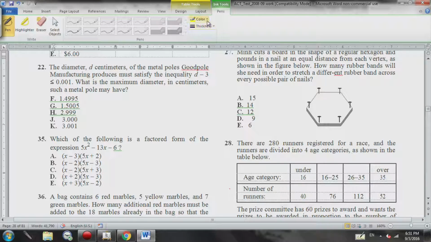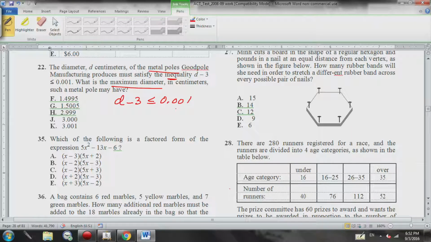22. The diameter D of a metal pole that a pole manufacturer produces must satisfy this inequality: the absolute value of D minus 3 is less than or equal to this. What is the maximum diameter in centimeters such a metal pole can have? Well, the diameter must satisfy this inequality.